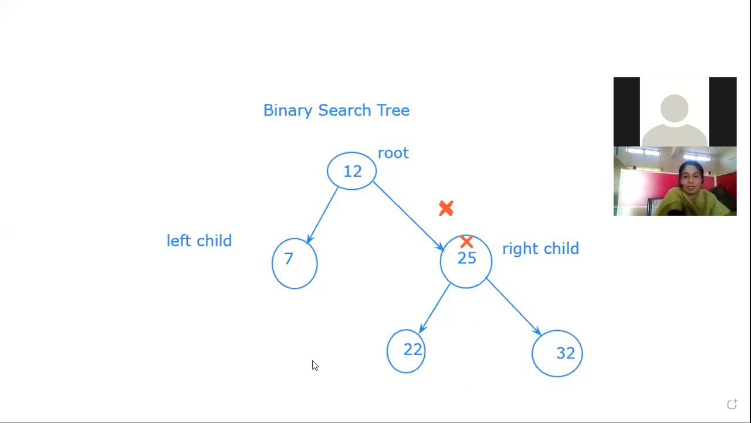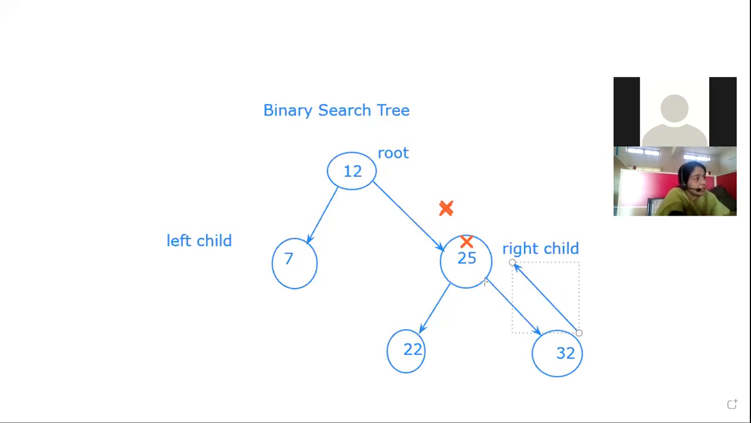This one I am deleting, 25. I am deleting that one. So 32 is there and 22 is there. So I can move this 32 to this one. Okay, 32 can be moved to the position of 25, so it won't be violating the condition of a binary search tree.